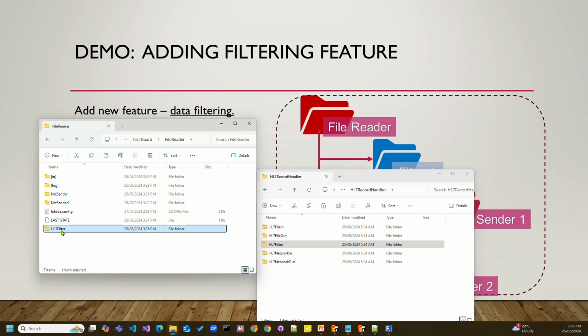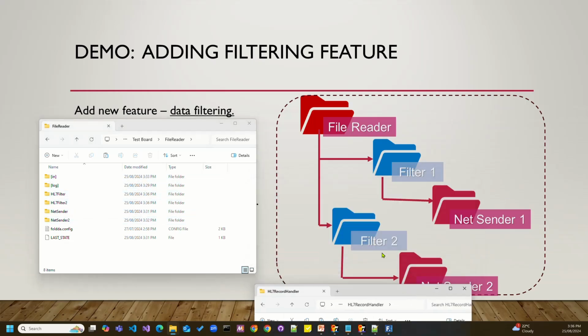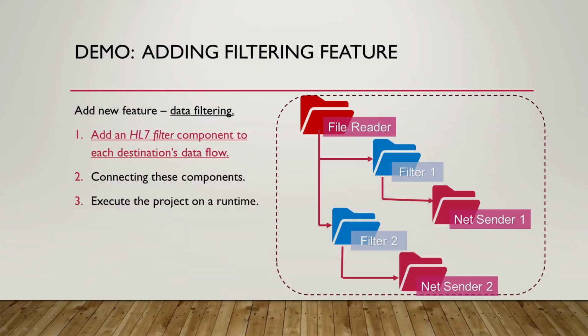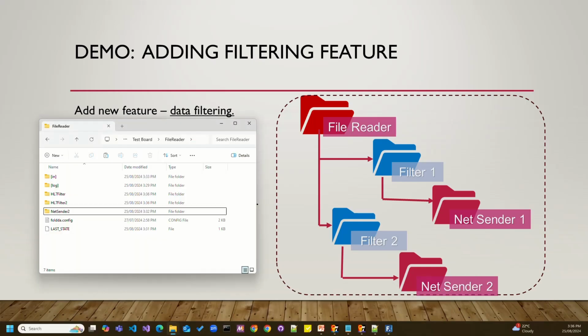And then we need 2 copies. So just copy and paste. Okay. And we just rename this module, so you have 2 filters. Now according to our design, in this diagram we put network sender under the first filter, and we need network sender 2 under the second filter.